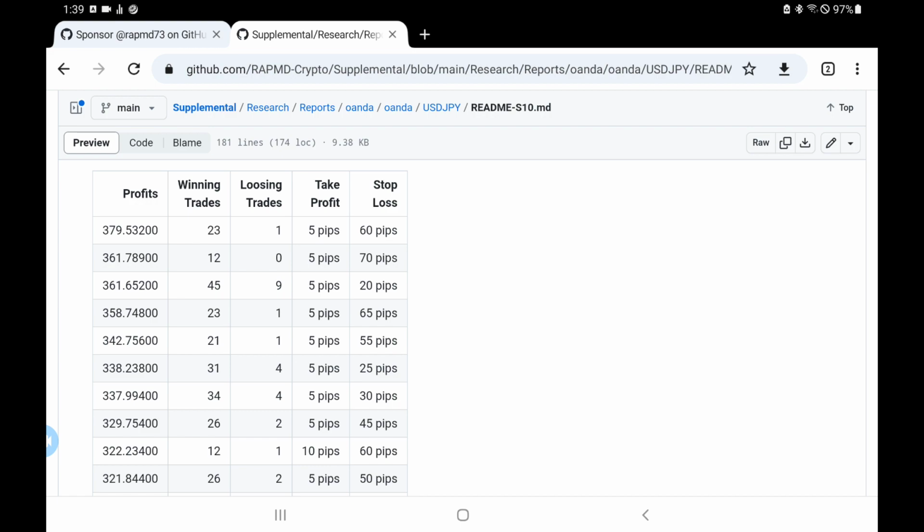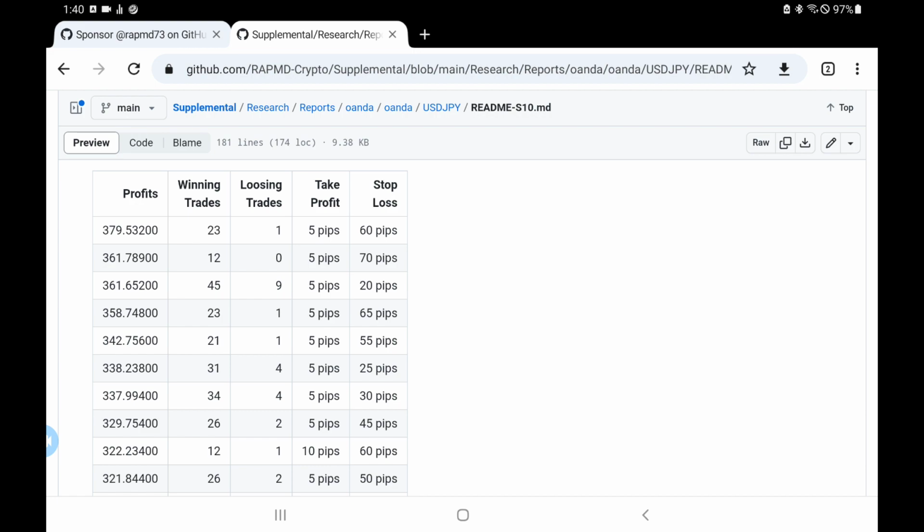When you're looking at the market, in this case, 5 pips take profit, 60 pips stop loss, you're looking at a reward to risk ratio of 1 to 12. That is, 1 stop loss will take out 12 winning trades. That's upside down. But statistically, you are 12 times more likely to hit a take profit of 5 pips than you are a stop loss.